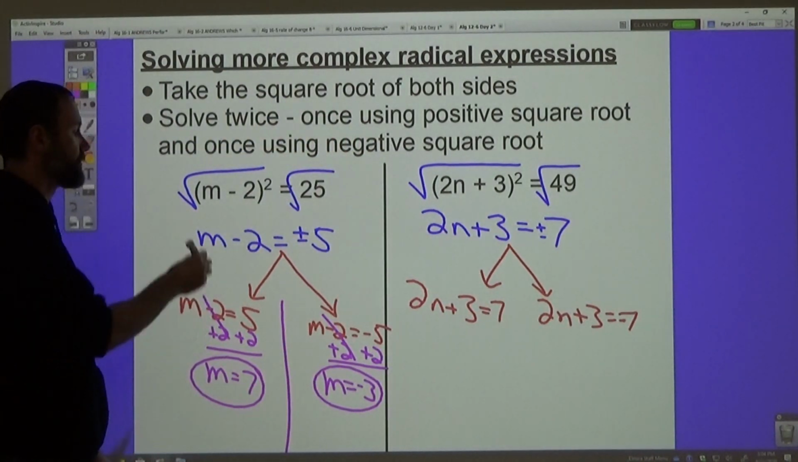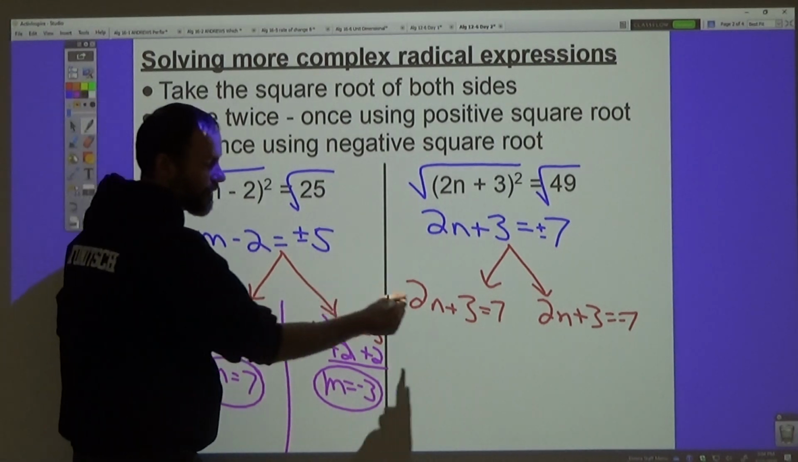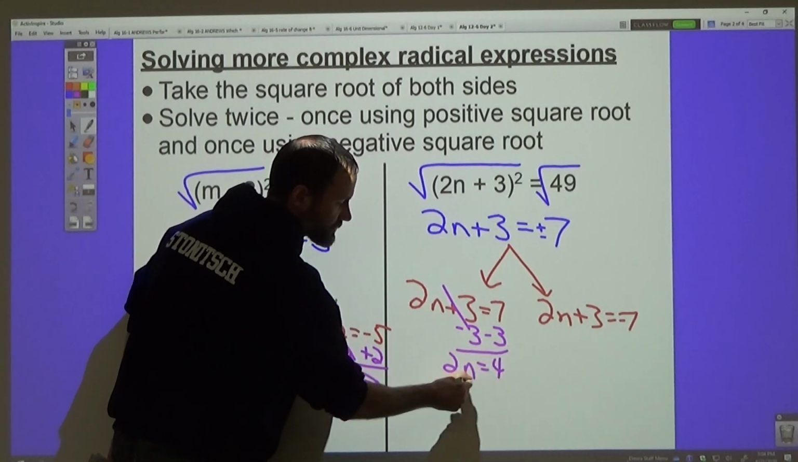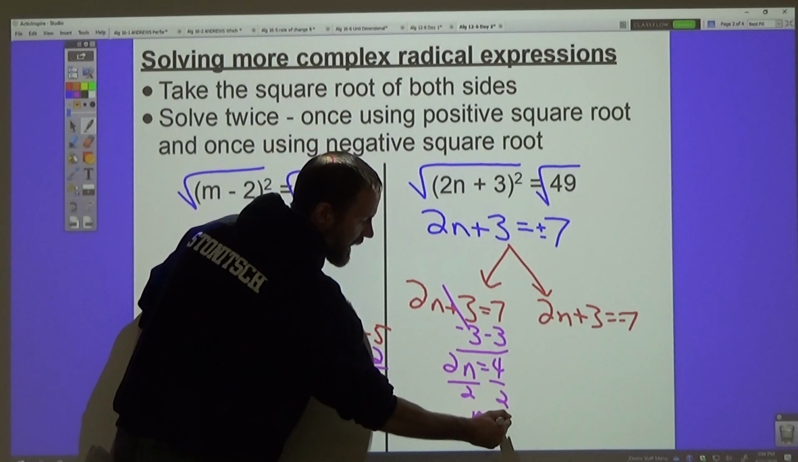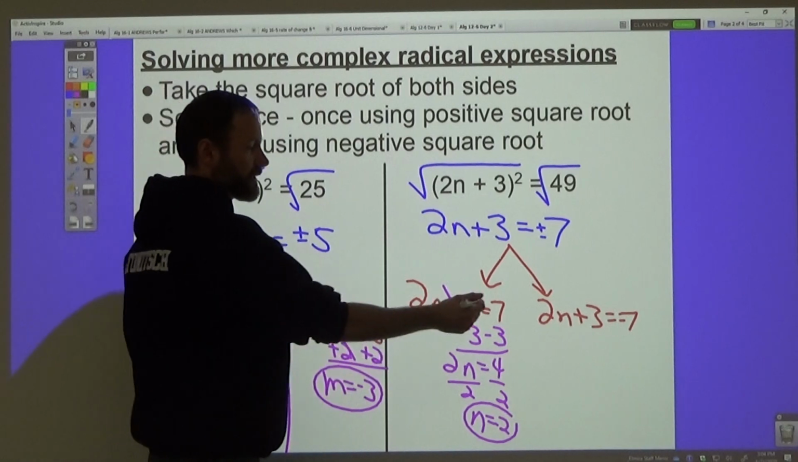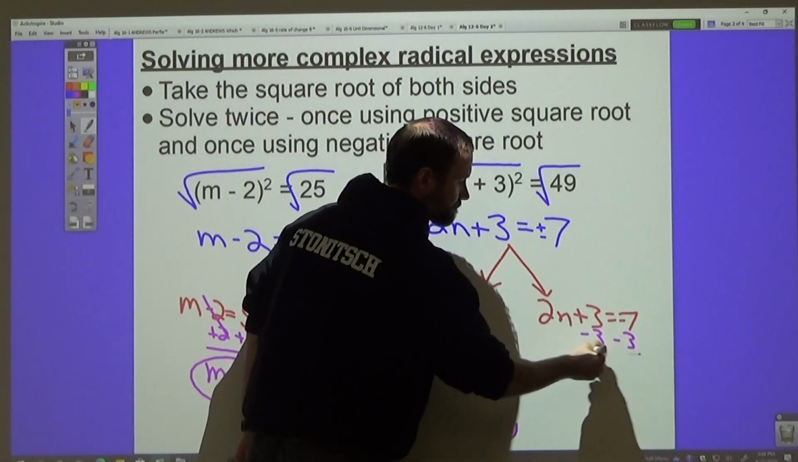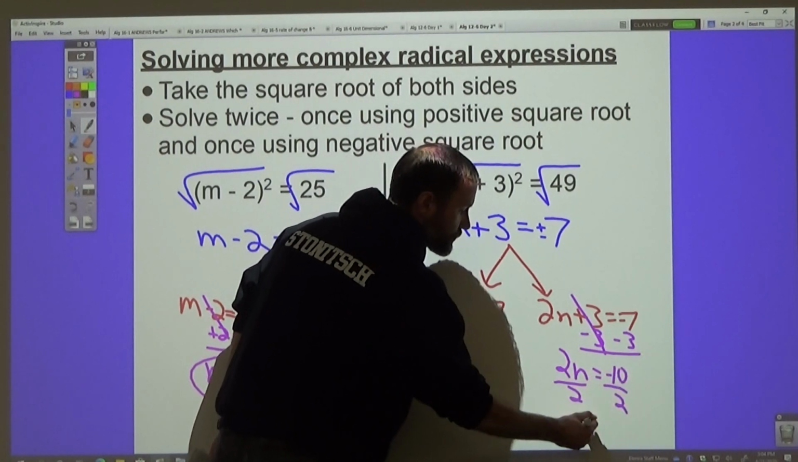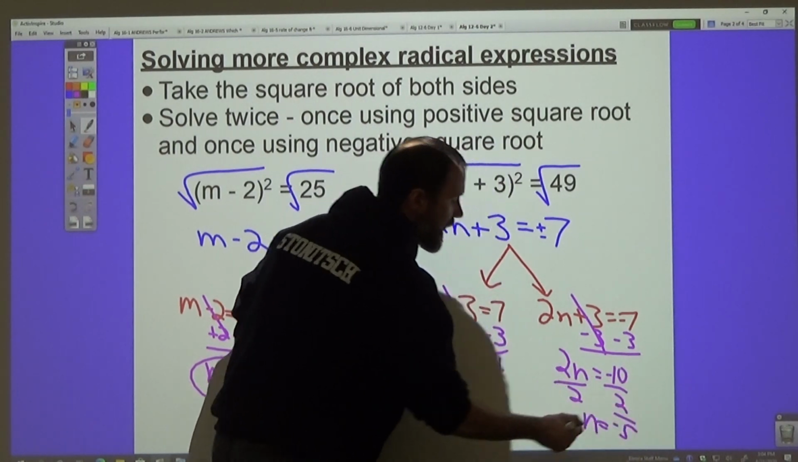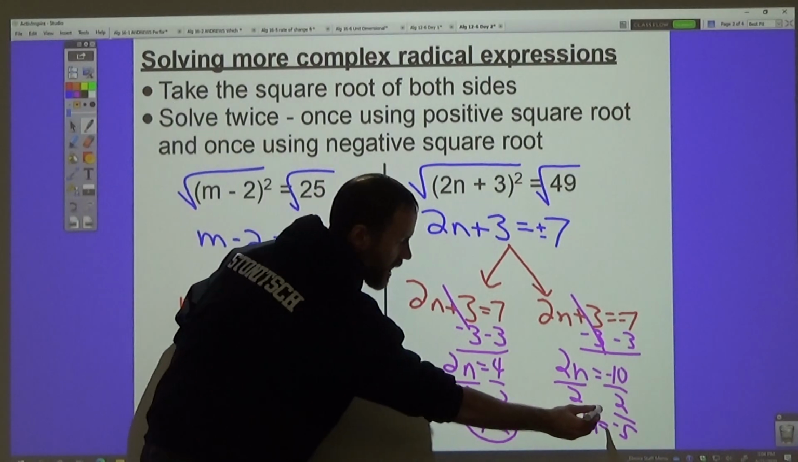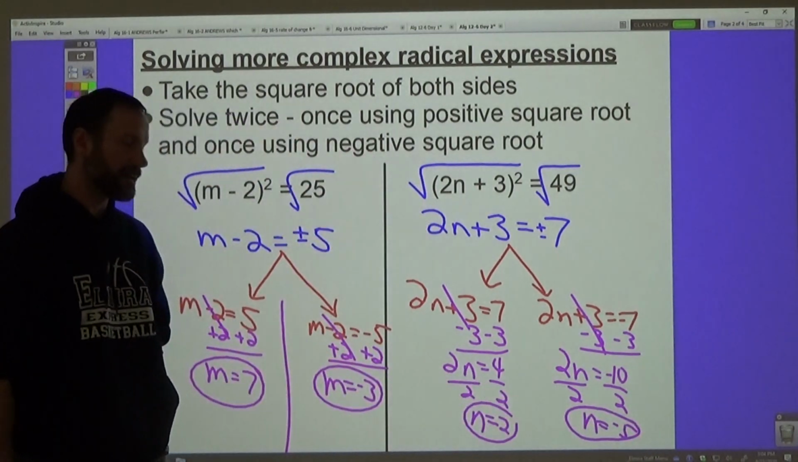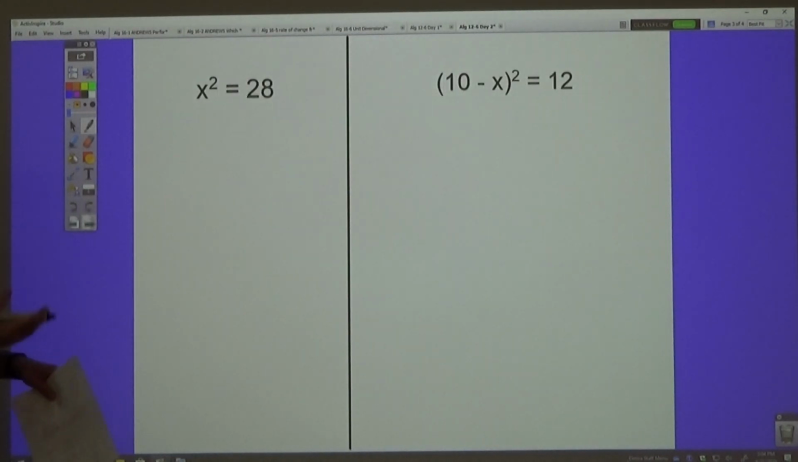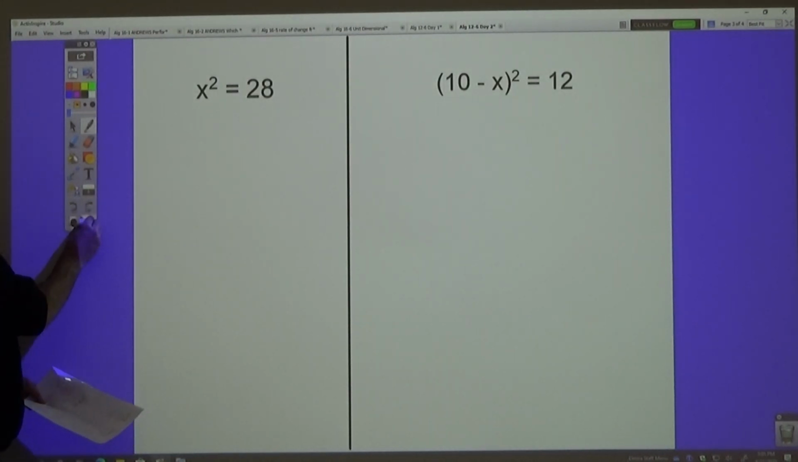So now you're just going to solve those two two-step equations. When we solve those, minus 3 minus 3, so 2n equals 4, divide by 2, n equals 2. In this one, minus 3 minus 3, so we have 2n equals negative 10. Divide by 2, n equals negative 5. So our two answers are positive 2 and negative 5. We're going to skip these next two examples. If you want to see these two done, take a look at the hard copy of notes.